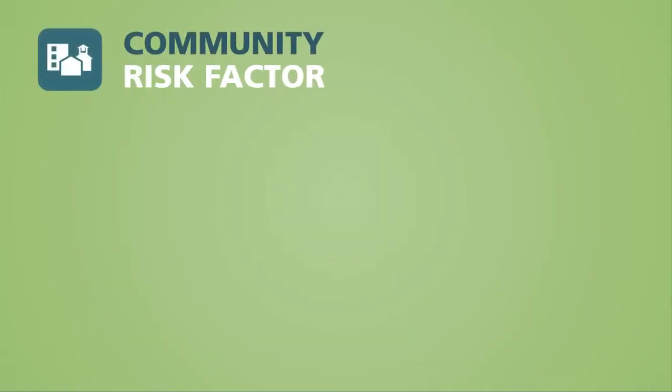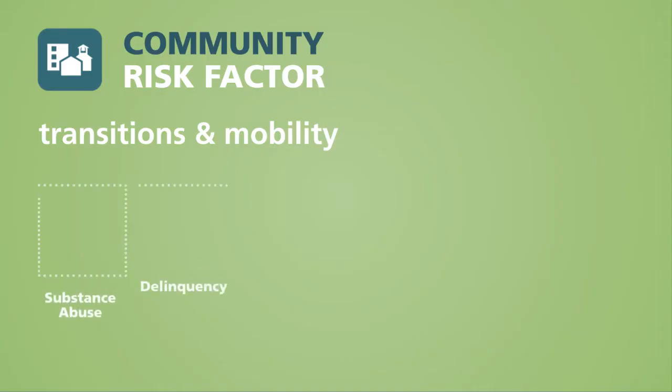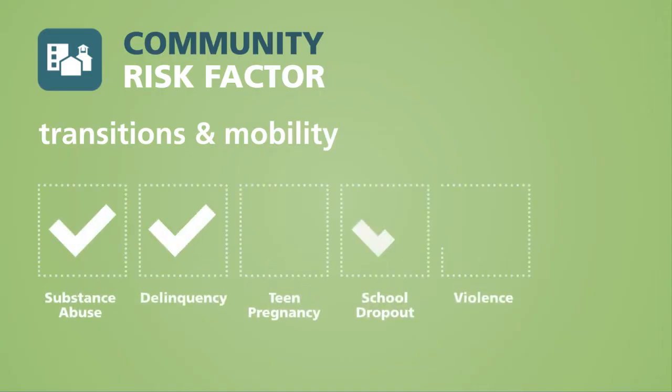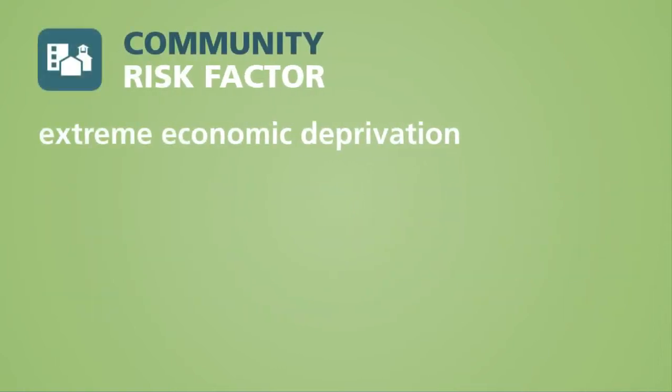The fourth risk factor in the community domain is transitions or mobility. We know that in neighborhoods where people are moving in and out a lot, there are higher rates of problem behaviors and crime. In addition, we know that if children's families move a lot while they're growing up, or if children change schools during the times that they're growing up, that contributes to risk for problem behaviors among those young people. The fifth community risk factor is extreme economic deprivation or poverty.